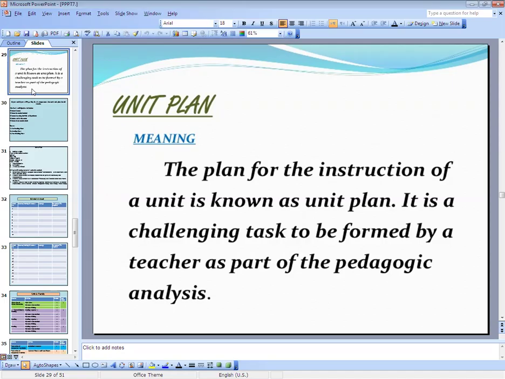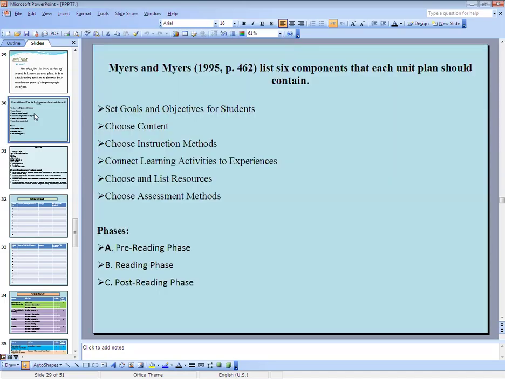The first one is, next slide, madam. Set goals and objectives for the students. Choose the content which you are teaching. Then choose the method that is suitable to your content. Connect the learning activities to the experiences. So now the student is in this class, he has this much experience. So now for this content, what activities or the discourse should I give to the student? Choose and list the resources from where you can collect the information. Then how are you going to assess the students? Choose the assessment methods. So these are the 6 components that each unit plan should consist of.